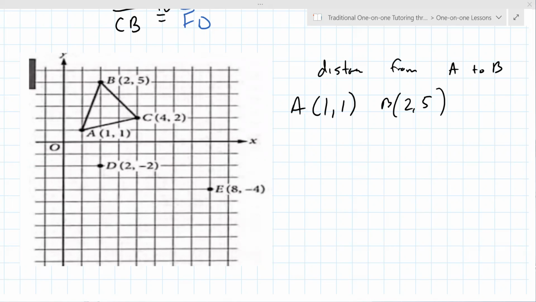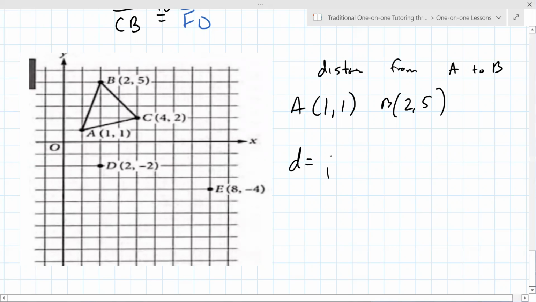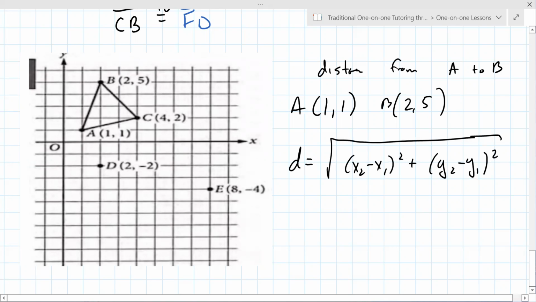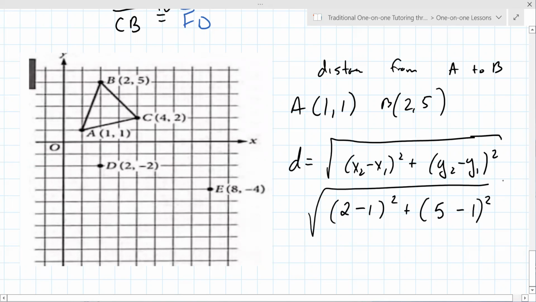One, two, three. Is that your final answer? Did you use the distance formula? I'm asking for the distance formula. Okay, I got it right now. 2 minus 1 squared plus 5 minus 1 squared. Okay, that's what I heard here. Go ahead and simplify.